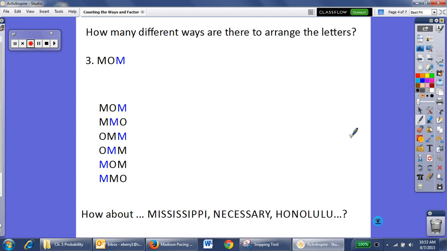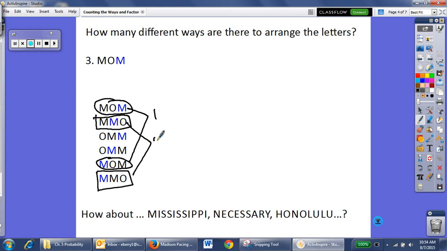So when you have a letter that repeats, you can see color coding it, it looks like there's 6 different ways. However, some of these ways are repeats because M-O-M here, starting with the black M, is the same as M-O-M here. So we really can't double count in this case. Same with M-M-O and M-M-O. Those are the same, so we shouldn't double count. So in this case, we would count this as one way, this as the second way, and this one here as the third way. So there really are only 3 ways to write mom because of the repeating letter.